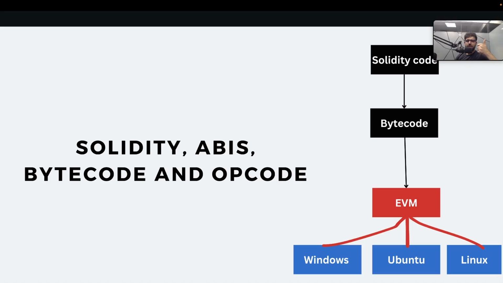This is a checkpoint, folks. If you understand this, then we'll get into slightly harder concepts now: Solidity, ABIs, bytecode, and opcodes. Let's do a quick poll. Are we good to go, guys? Can we get into Solidity, which I'm assuming some of you already know?